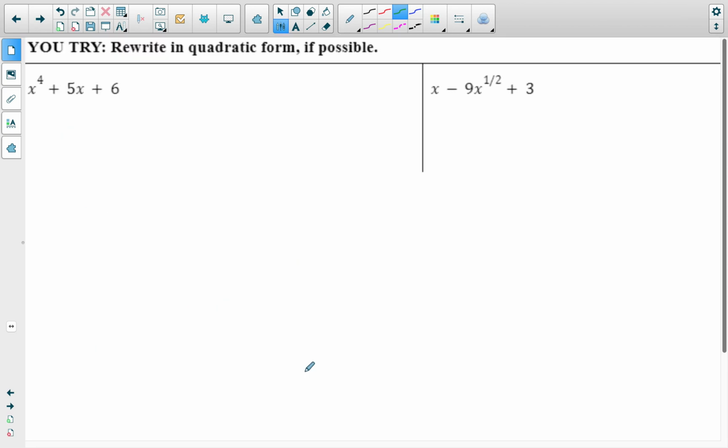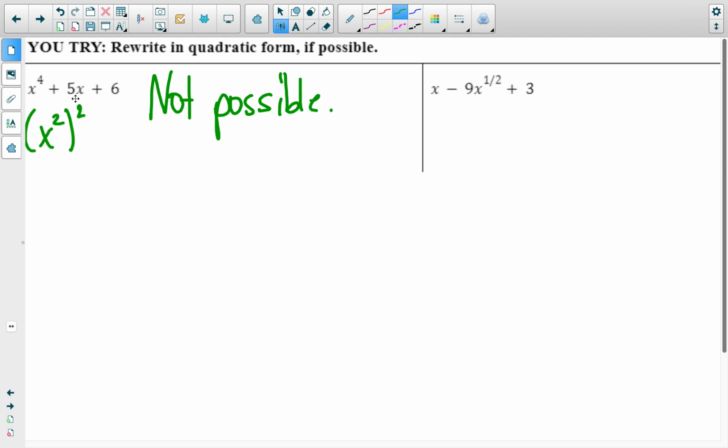Let's try to rewrite these in quadratic form if possible. Pause the video, give it a try. All right, hopefully you notice that this is actually not going to be possible. x to the fourth would be like x squared squared, but then, well, I guess it is kind of possible, it's just not pretty.